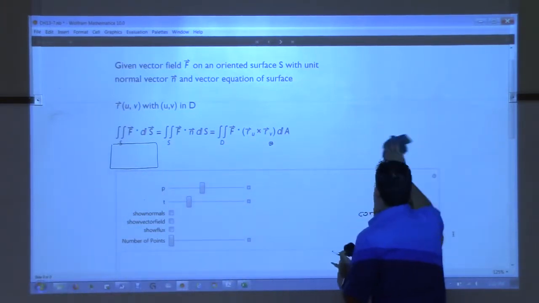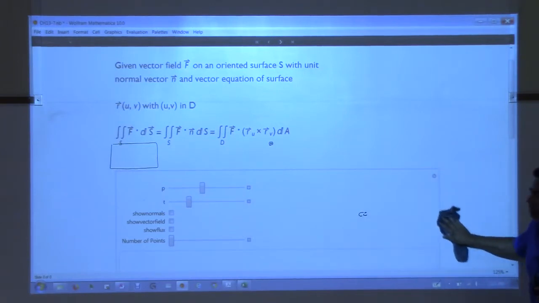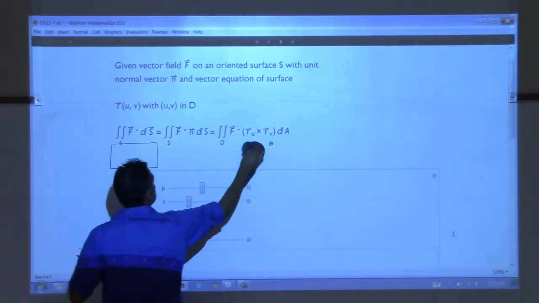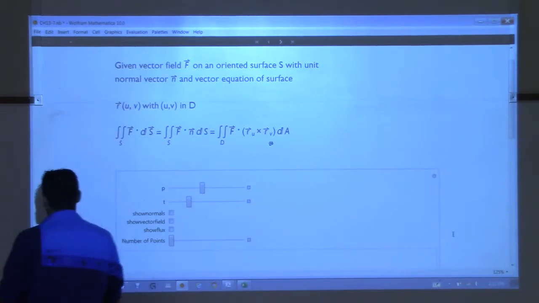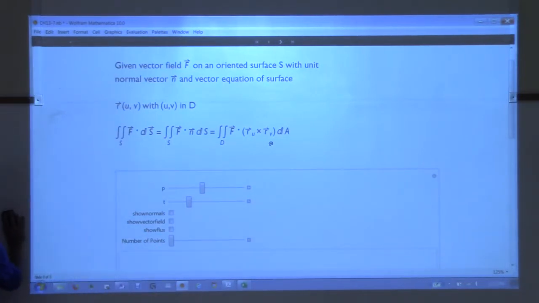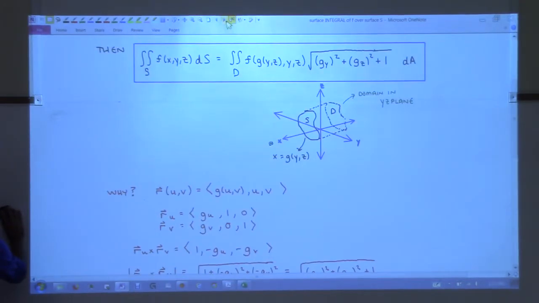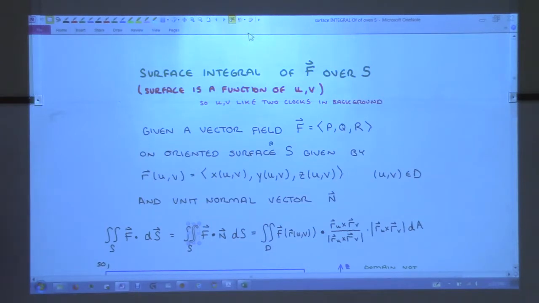Are y'all following geometrically? This all makes sense? Okay. So now I want to show you why this formula becomes this formula, and I actually have that on the handout I just gave you. Where are you? Come here. Okay. So this is your flux.